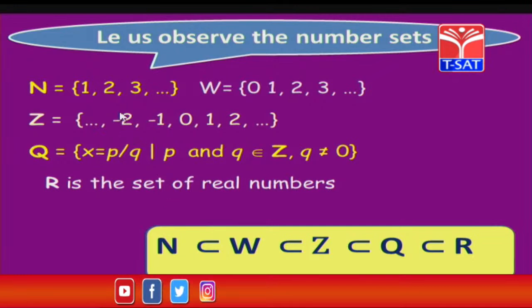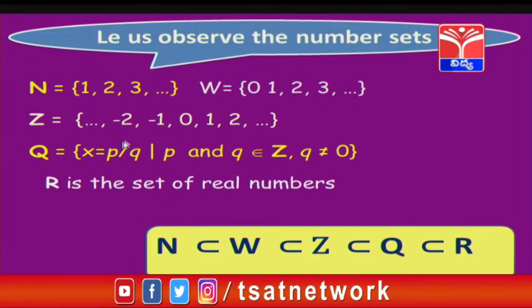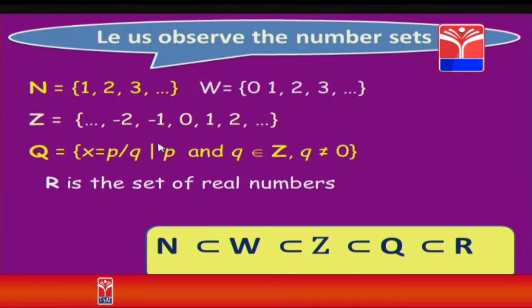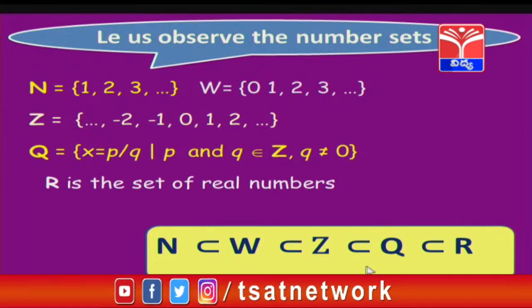Now, N is a subset of whole numbers. Whole numbers are a subset of integers. Integers are a subset of rational numbers and rational numbers are a subset of real numbers. So, the relation is N is a subset of W, W is a subset of Z, Z is a subset of Q, and Q is a subset of R.